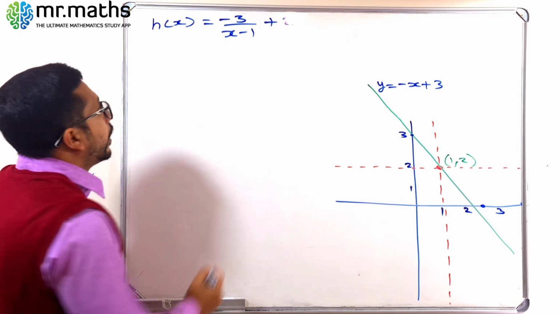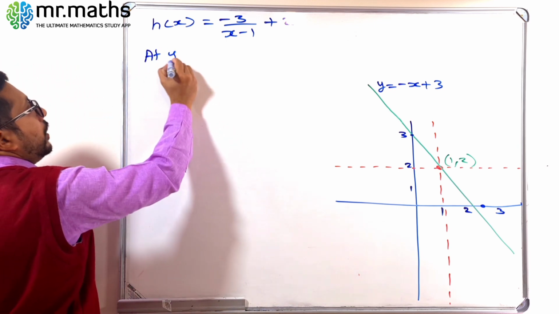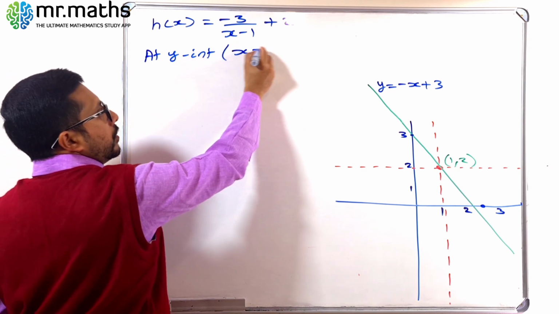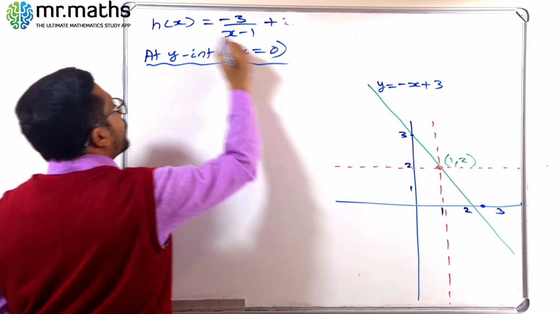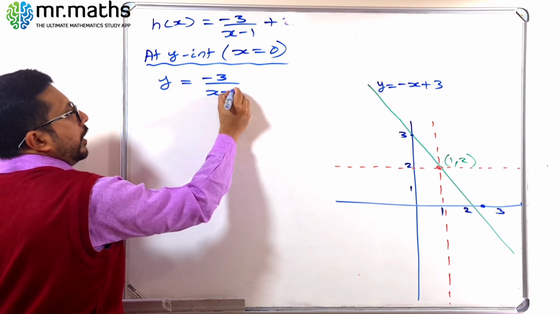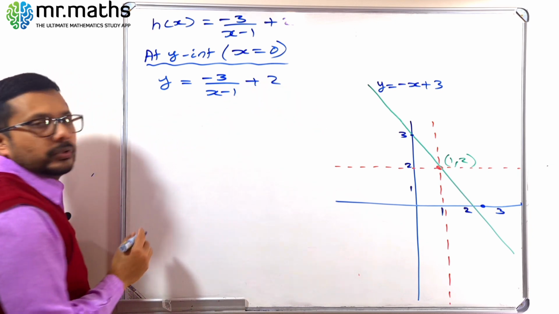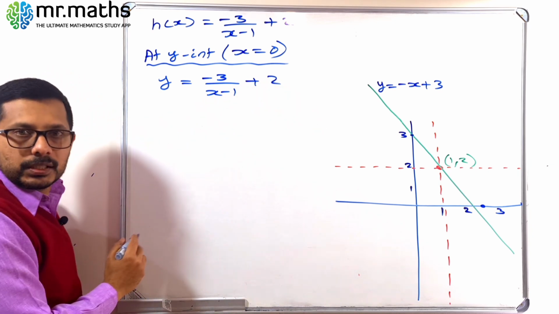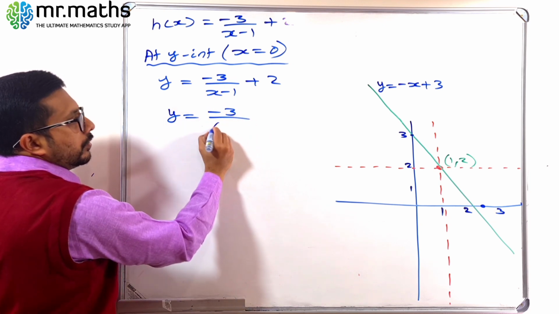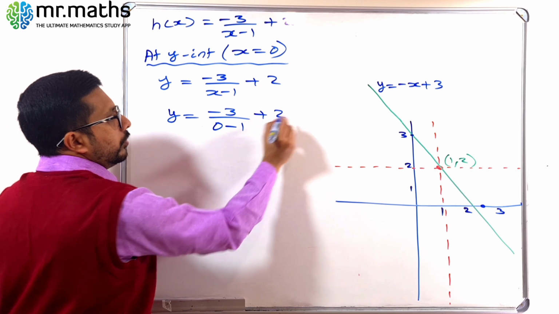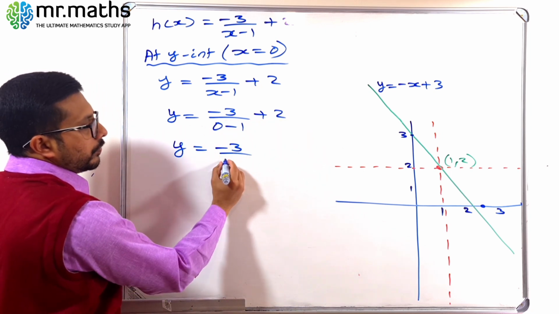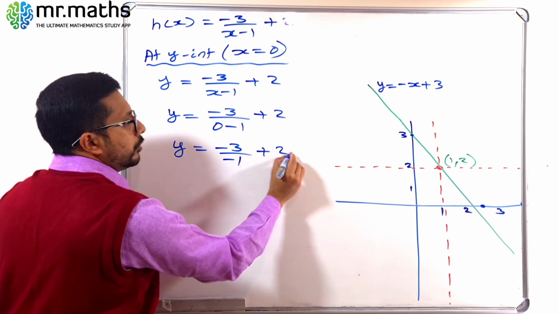So let's find the y-intercept. At the y-intercept, which value is 0? x is equal to 0. Write the equation once more. h of x is the same as y. y is equal to minus 3 divided by x minus 1, plus 2. Here we have to substitute the value of x as 0. So y is equal to minus 3 divided by 0 minus 1, plus 2. So y is equal to minus 3 over, 0 minus 1 is minus 1, plus 2.